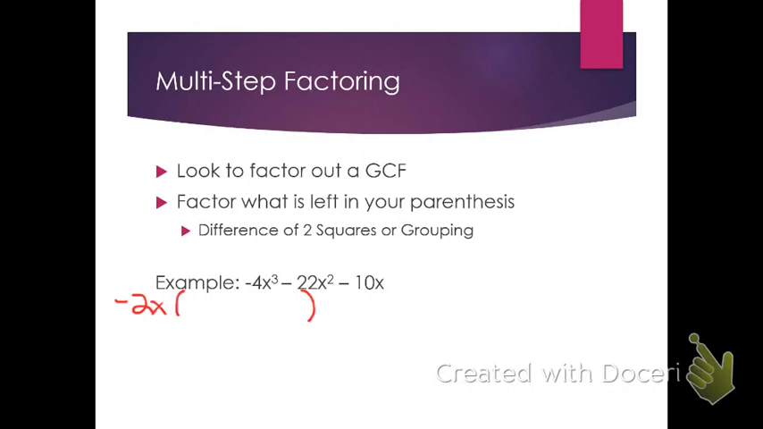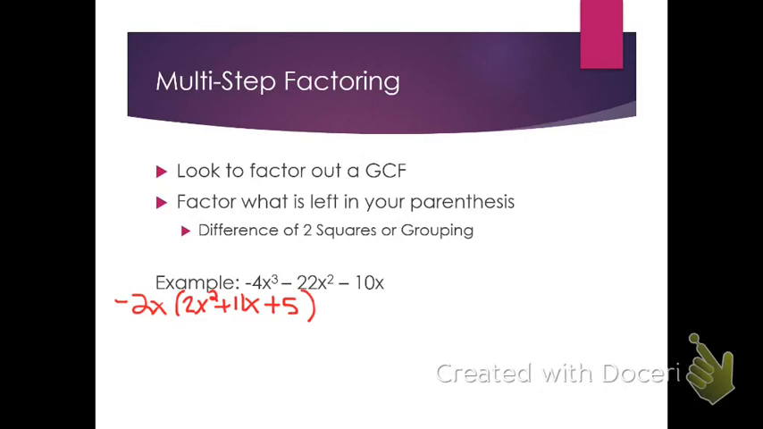And remember, we're going to take out the GCF by doing basically the opposite of distributing. So I ask myself, negative 2x times what is negative 4x cubed? That would be 2x squared. Then I'd ask myself, negative 2x times what is negative 22x squared? That would be positive 11x. Then I'd ask myself, negative 2x times what is negative 10x? And that would be positive 5.